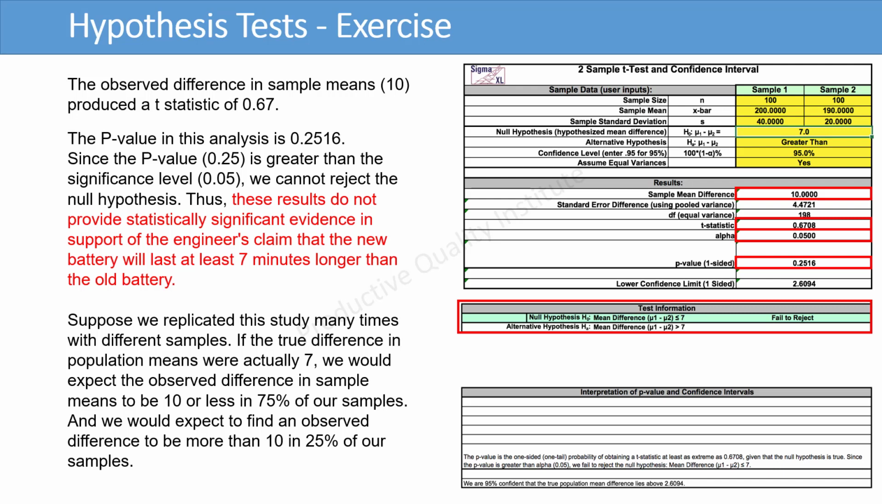Suppose we replicated this study many times with different samples. If the true difference in population means were actually 7, we would expect the observed difference in sample means to be 10 or less in 75% of our samples. And we would expect to find an observed difference to be more than 10 in 25% of our samples.